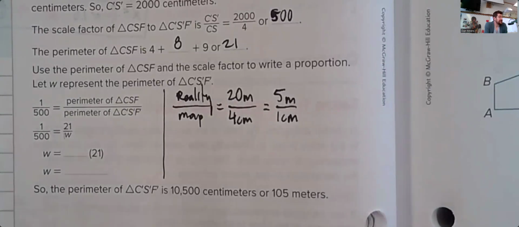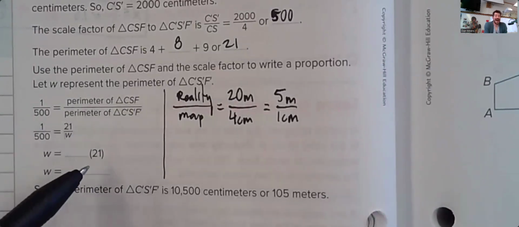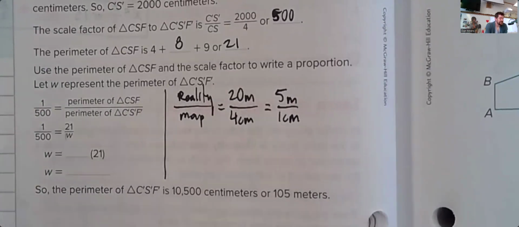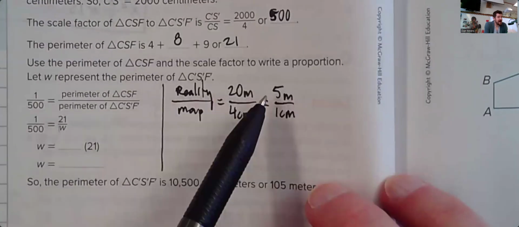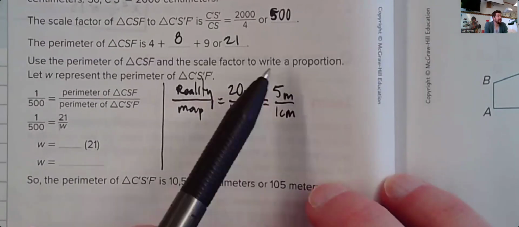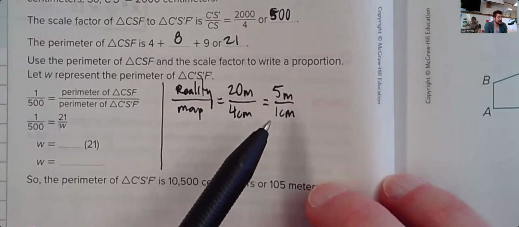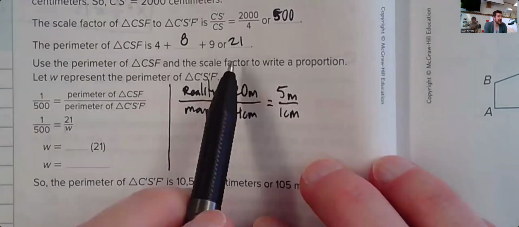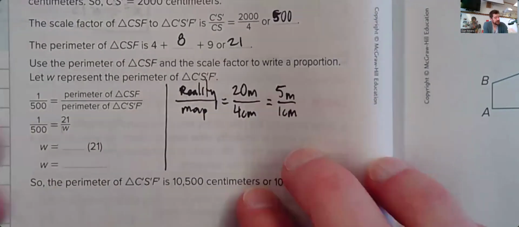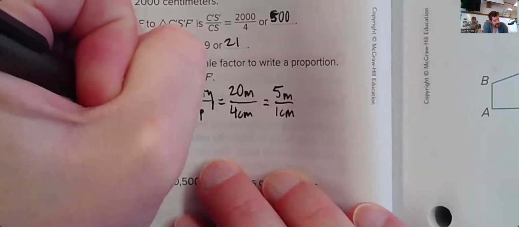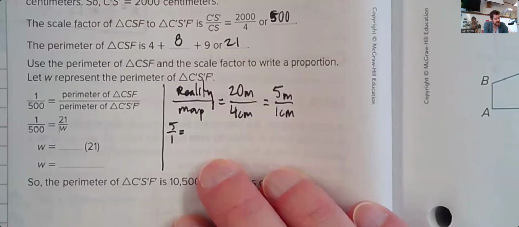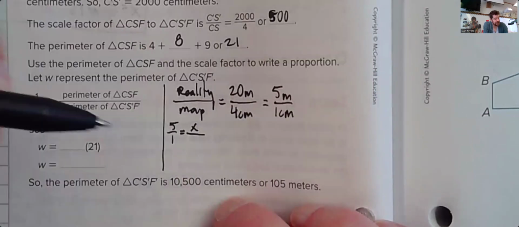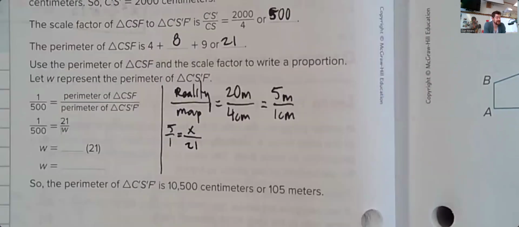We are not going to convert from centimeters to meters like they did, because we don't have to. If you don't have to do the extra work, don't do the extra work. Make it easier. So ours is going to be a 5 to 1, as opposed to a 1 to 500. The perimeter on the map is 21 centimeters. We know that. So if we write an equation of 5 over 1 equals, this is reality up here, by the way, X over the map, which is 21 centimeters.